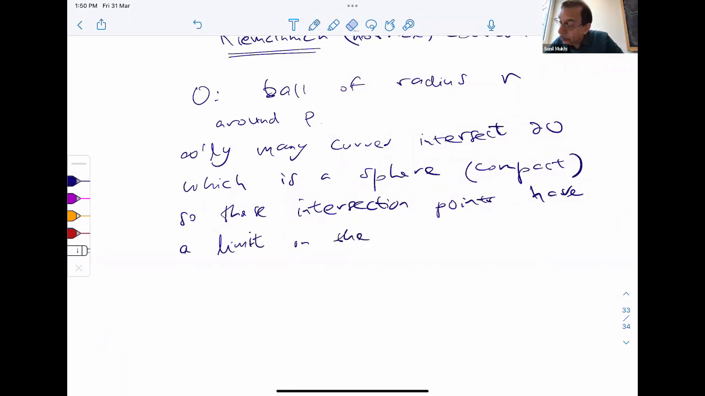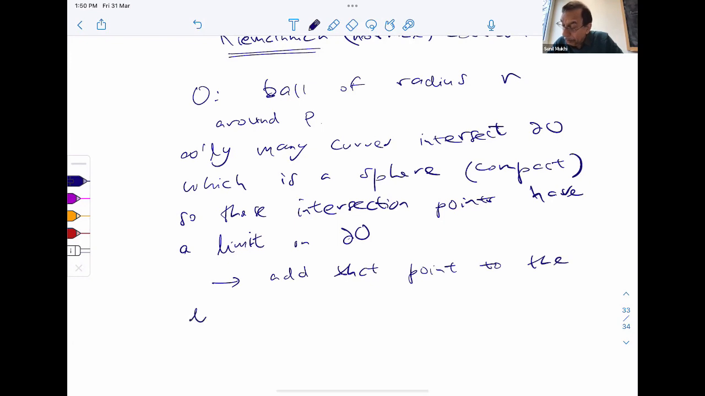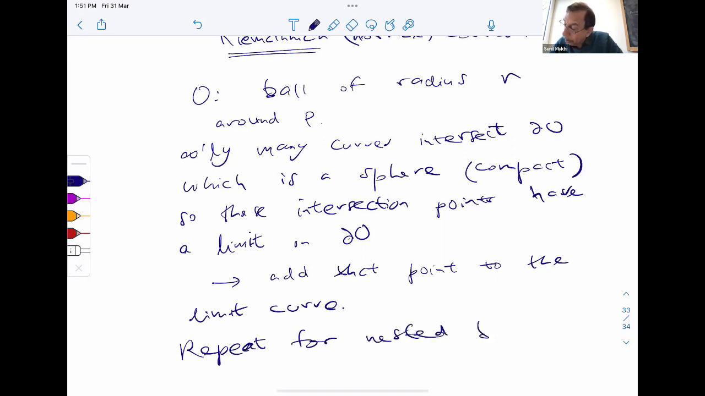One boundary of O. Add that point to the limit curve, or include that point in the limit curve. Then repeat for nested balls. So there's a standard thing people do here.